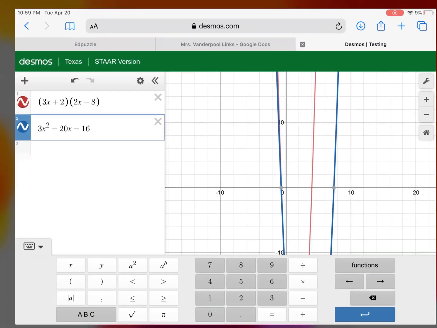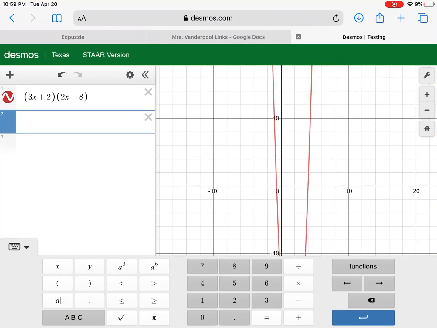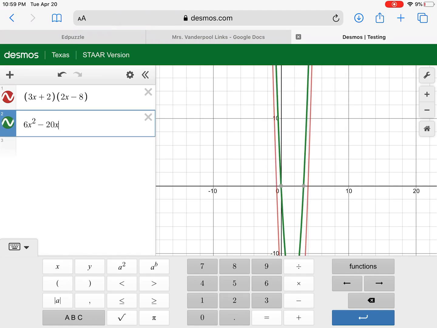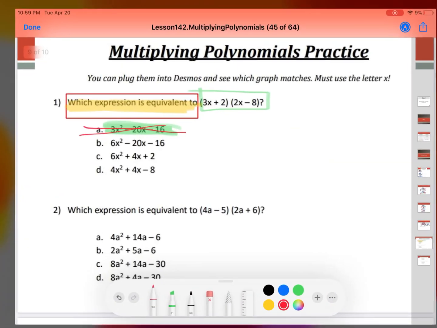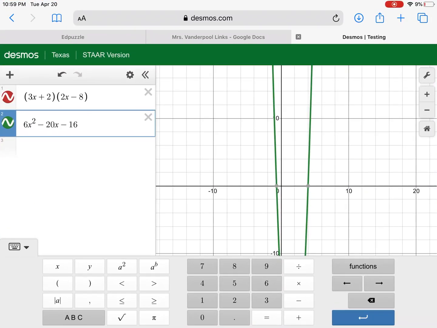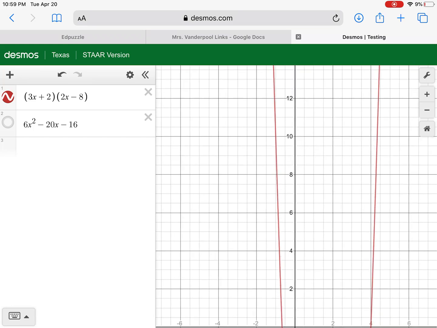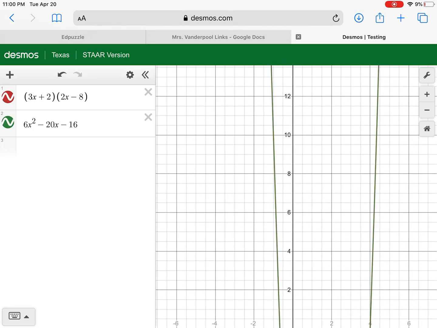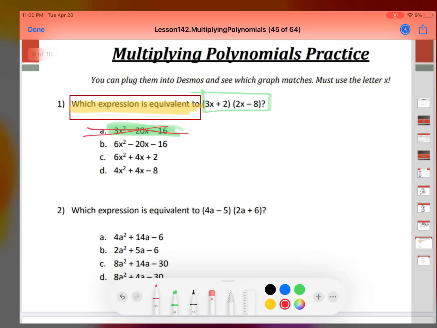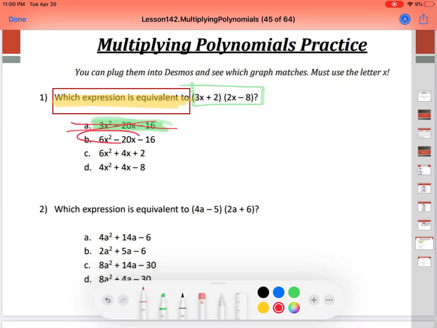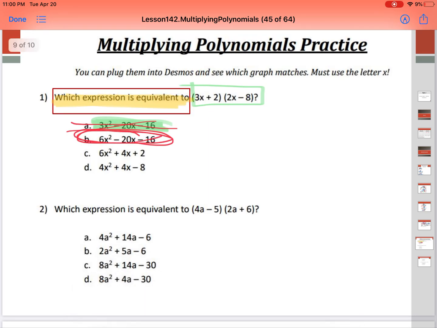So now I'm going to type in B. 6x squared minus 20x minus 16. The first one stays. The second one types 6x squared minus 20x minus 16. Make sure I read that right. Yep. Here it is. So here's the red graph. You can zoom in if that helps you. There's the red graph. Here's the green graph. Are those exactly the same? Yeah. So that means those have to be equivalent. So the correct answer for number 1 is B.